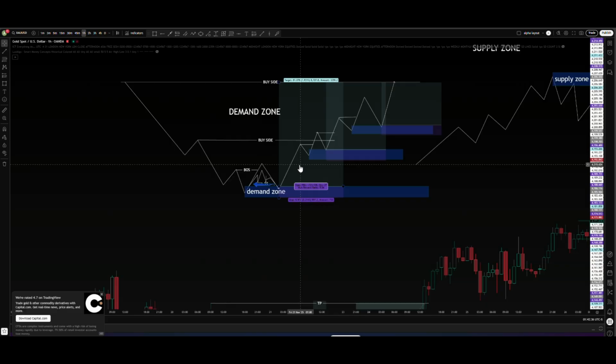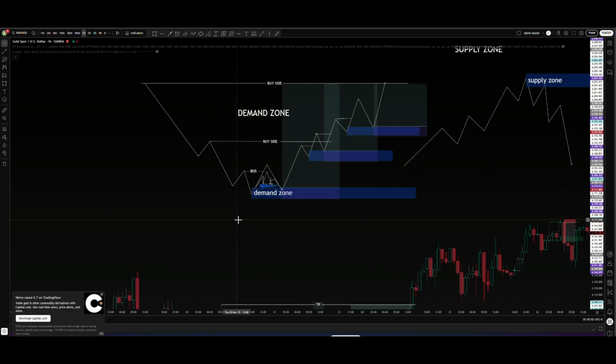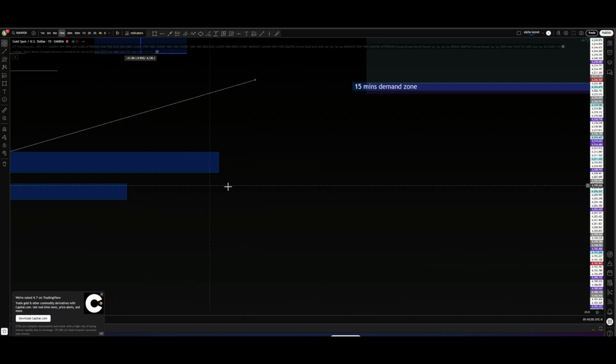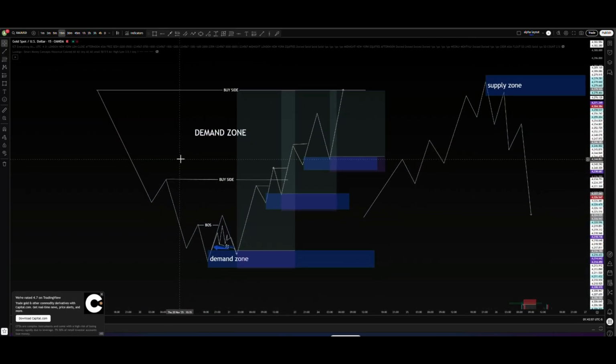But remember, not all demand zones hold the trade. The market always respects certain demand zones, not all. Let me take you through this one here. This is a 15-minute demand zone. Let's take our chart to 15 minutes. This is the 15-minute demand zone, as you can see. This is our area, our point of interest here.